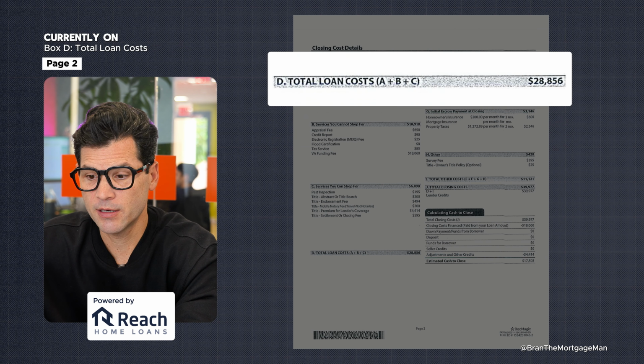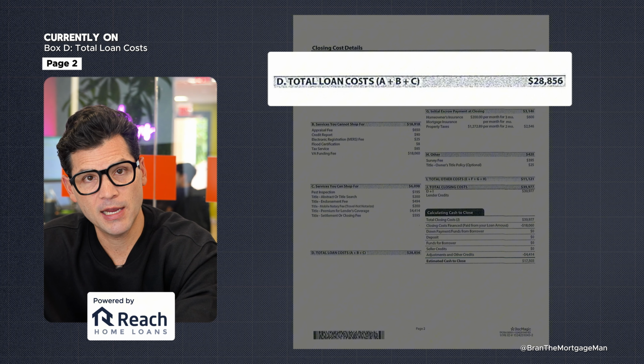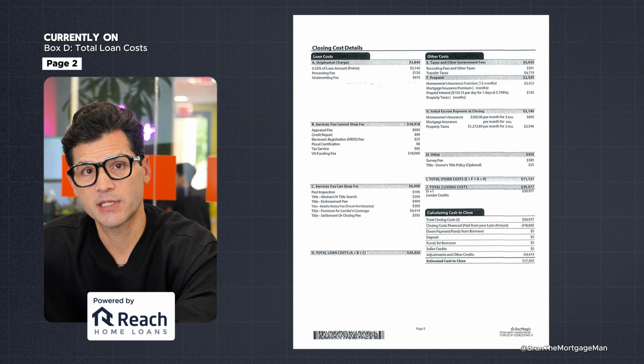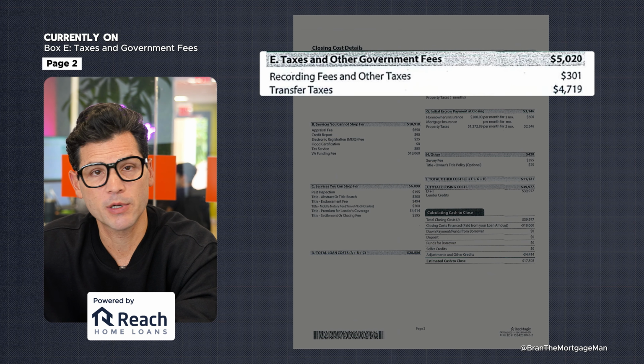Now, you add everything in boxes A, B, and C together, and you get that figure in box D. In this case, it's $28,856. Now, let's move to the top of the second column on the right side. We're in box E. So these were government-related charges.